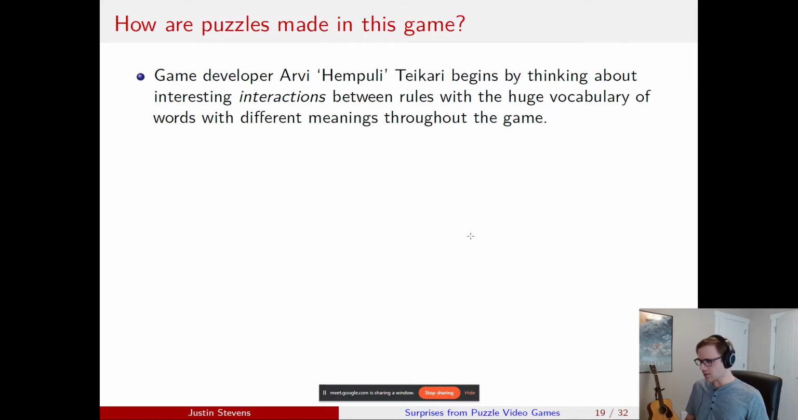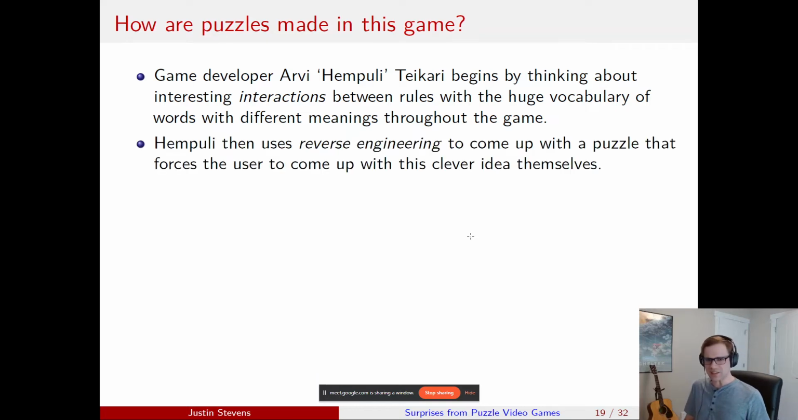But then you want to extend upon that because just tutorial puzzles don't make for a very interesting puzzle game. So in general, what the game developer does is he begins by thinking about all the interesting interactions between the rules of the game. Because there's many different words that have different meanings, and he tries to think, how can I take advantage of these different interactions to make some interesting puzzles? He then uses reverse engineering to come up with a puzzle that basically forces the user to come up with this clever idea themselves.